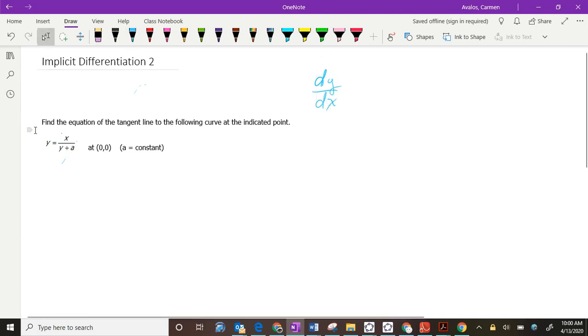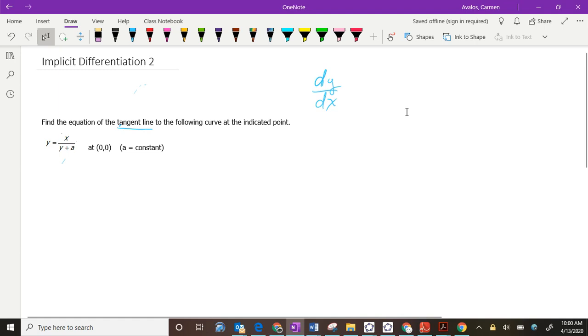Well, the directions here say find the equation of a tangent line to the curve at the indicated point. The main thing you need to remember is that it's talking about a tangent line, and the tangent line is found using the derivative. Any curve, and in this case the curve given to us is this equation here, has a tangent line. The tangent line is the derivative.